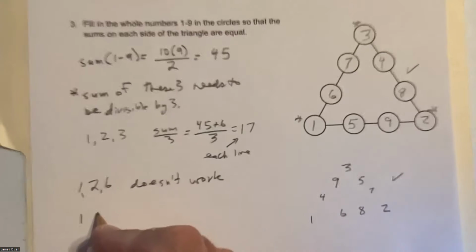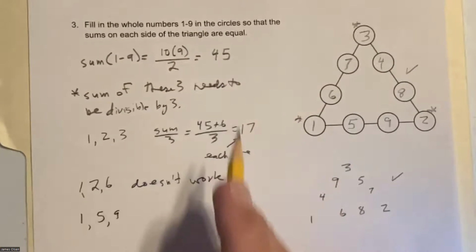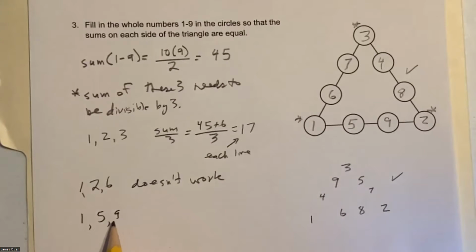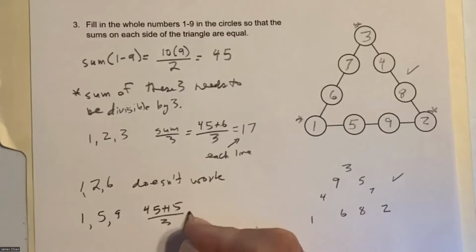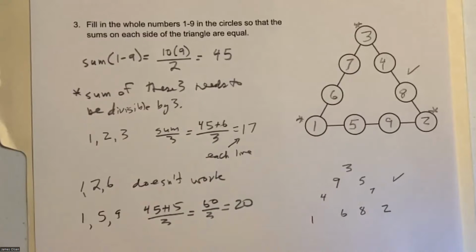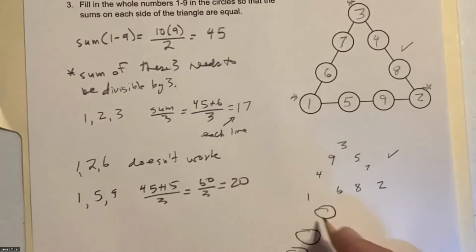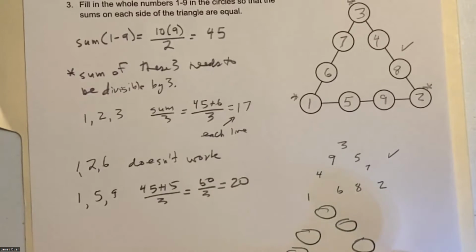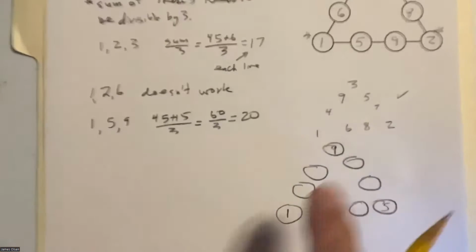Let's try 1, 5, and 9. 1, 5, and 9, it kind of has nice symmetry here. That's 15. The sum now, 45 plus 15 divided by 3 is 60 divided by 3, which is the sum on each line. So let's try that. 1, 5, and 9. You might pause the video and see if you can get 1, 5, and 9 to work.